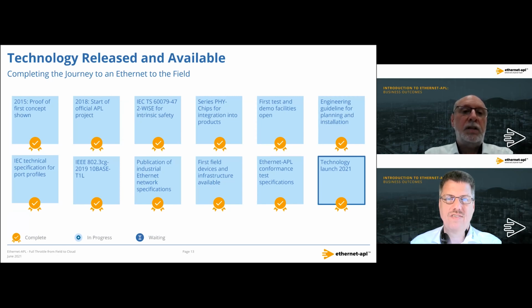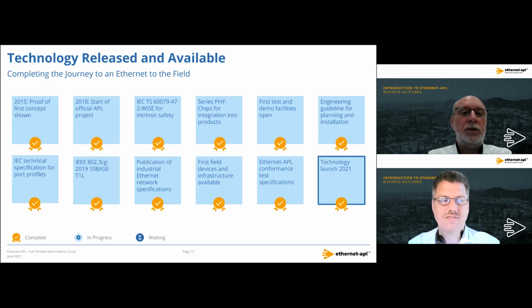New standards have been developed, like the IEEE 802.3cg standard, which was released at the end of 2019, published in 2020. And the name is even 10BASE-T1L. That's the core of Ethernet-APL. In addition to that, the explosion protection mechanism had to be defined. Here we used an approach which is already known in the process industry called FISCO.